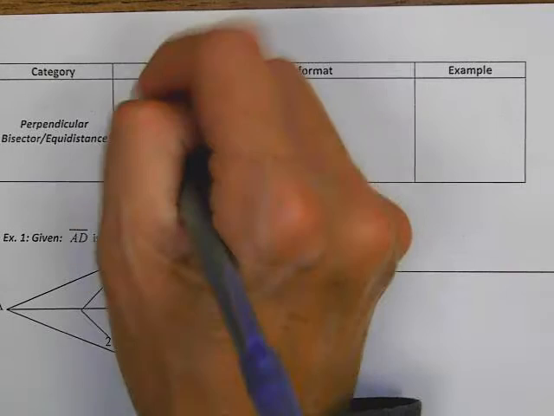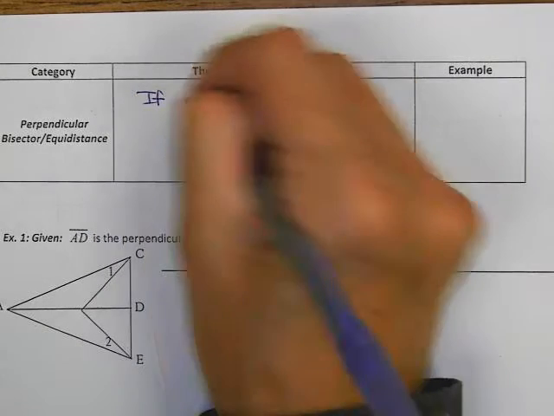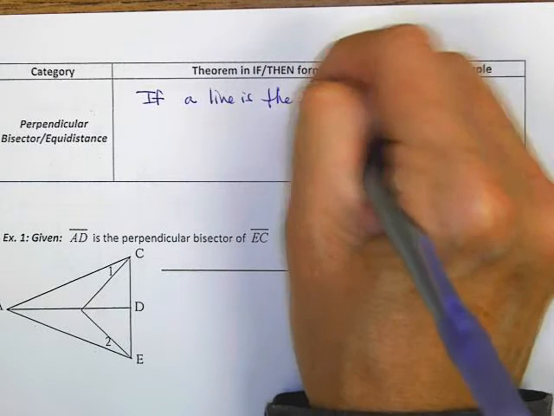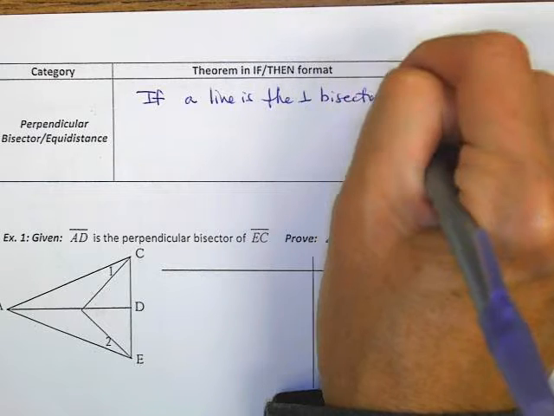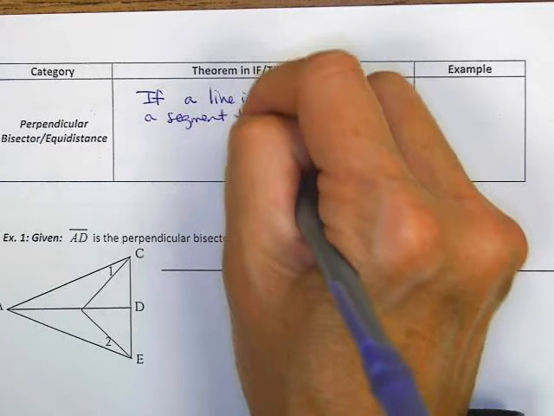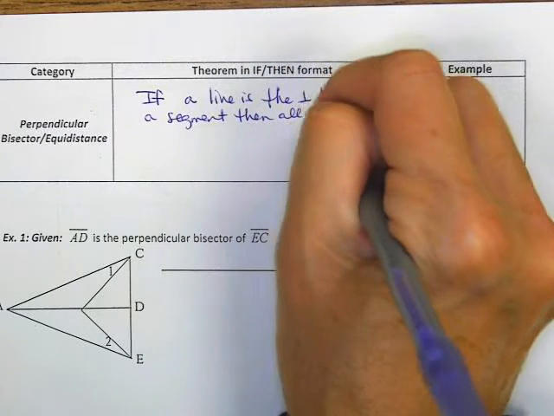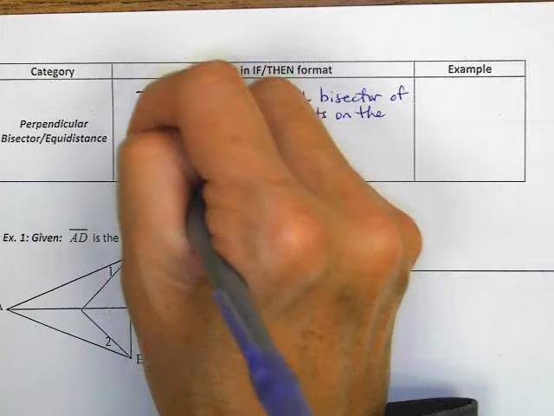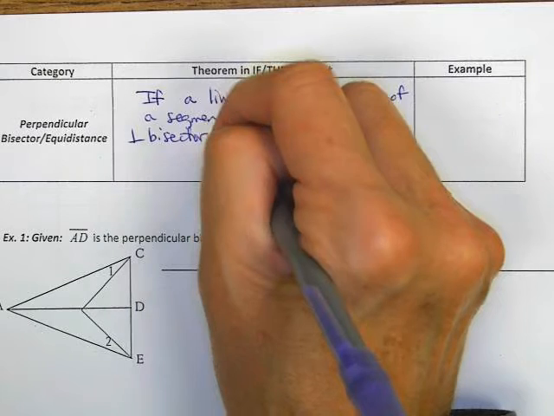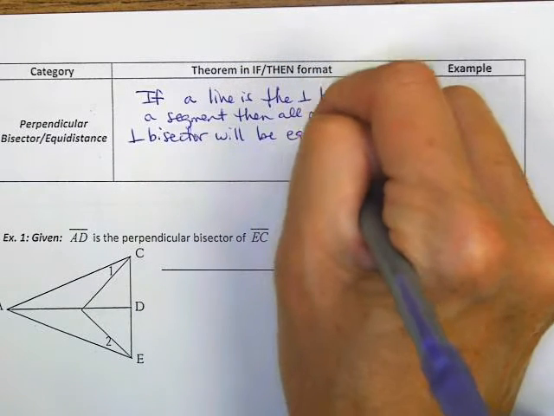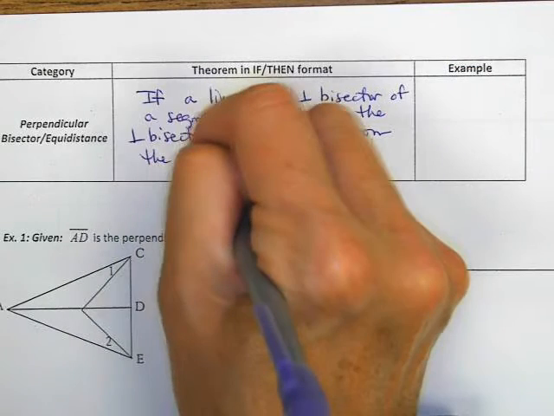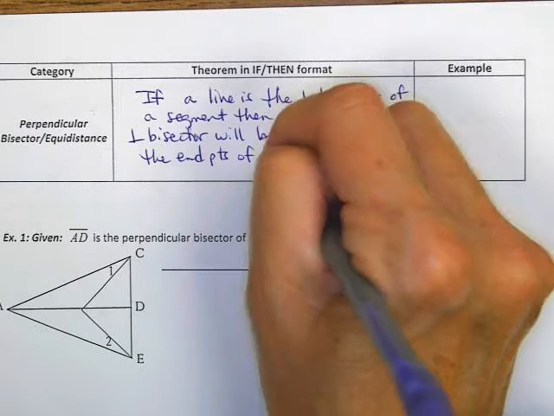So we are going to say if a line is the perpendicular bisector of a segment, then all points on the perpendicular bisector will be equidistant from the endpoints of the segment.